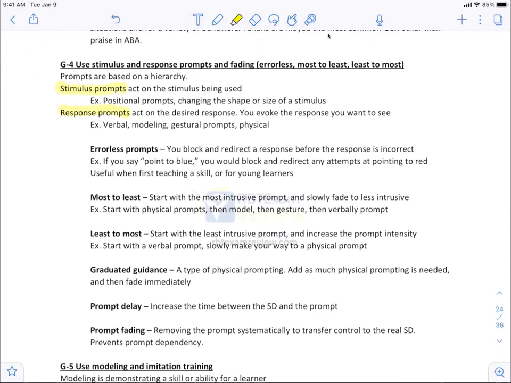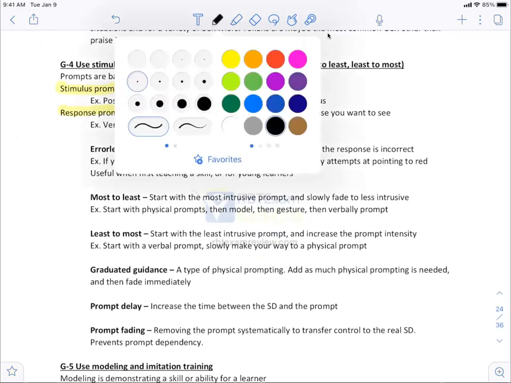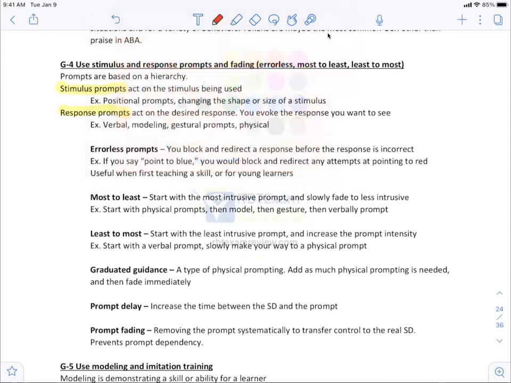Stimulus prompts act on the stimulus being used. If I am teaching triangle, and I'm going to do a stimulus prompt, I might increase the size of that triangle. I'm not prompting on that desired response, I'm changing the stimulus. That's a stimulus prompt. With a response prompt, you're actually evoking the response you want to see.